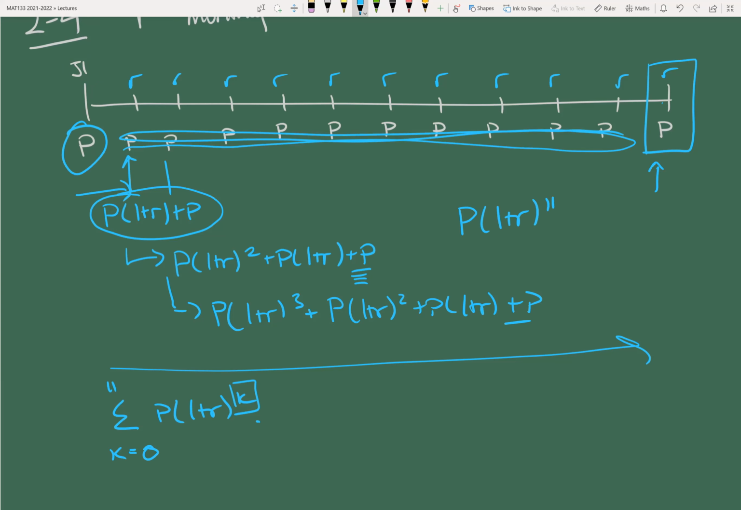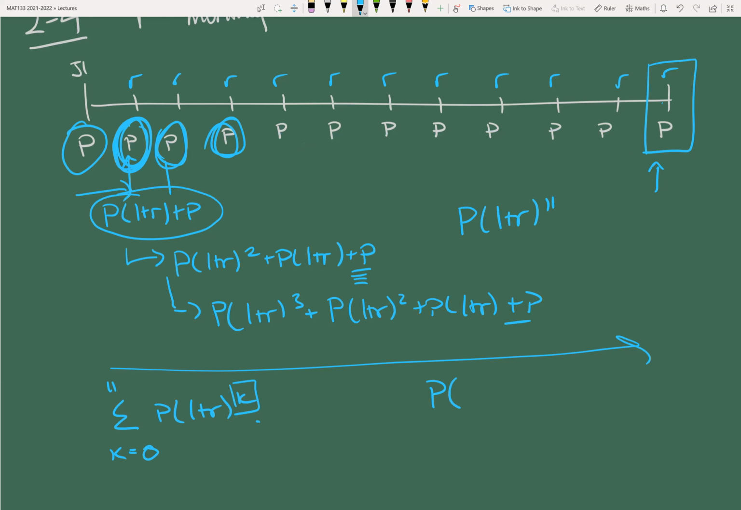Mm-hmm. Does that make sense? Yeah. And then this one right here picked up 10 compounding periods. And this one picked up 9, and this one picked up 8. So the biggest term is 1 plus R to the power of 11. And then the smallest one is the very last investment that we made. Okay, I get it now.